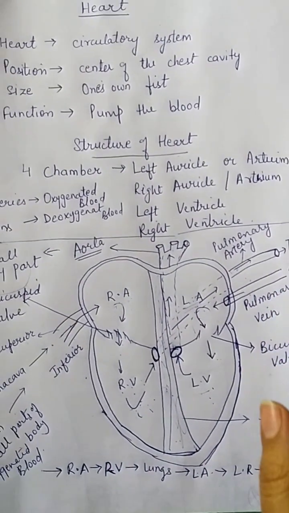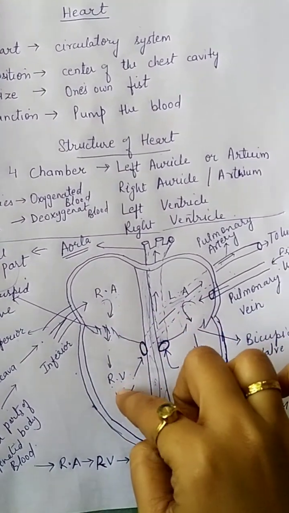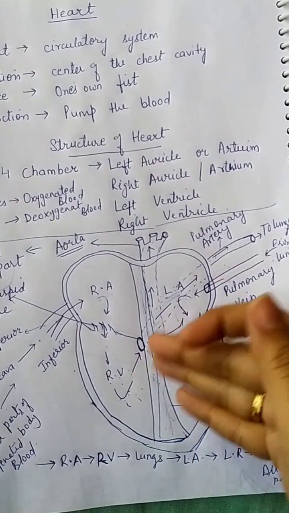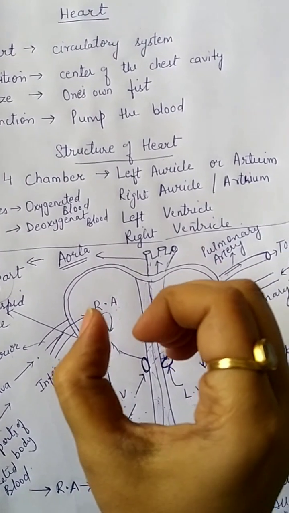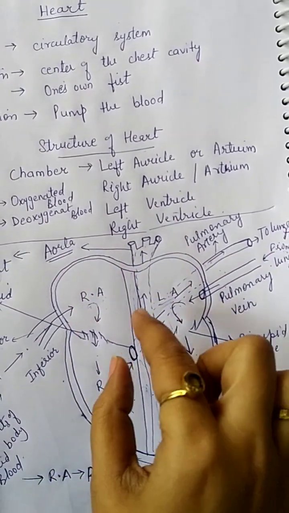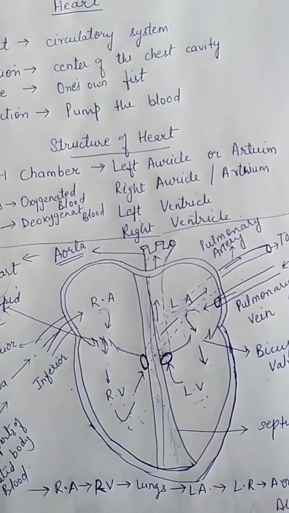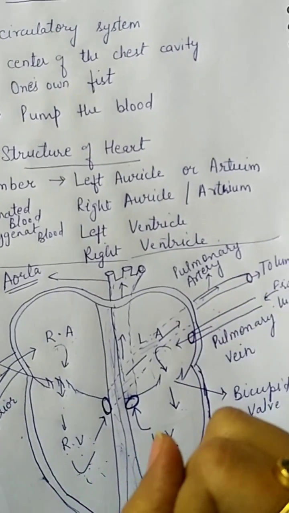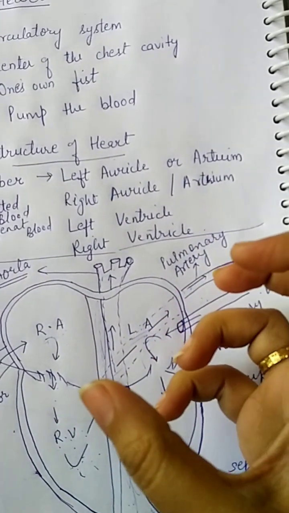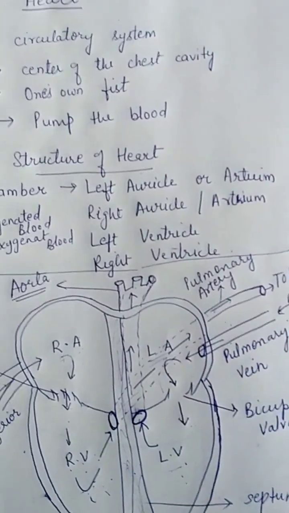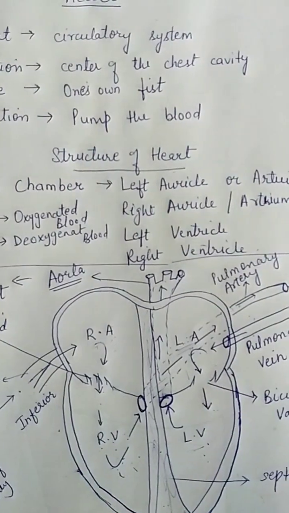Now, as we have studied, the blood flows from the right auricle to the right ventricle, then from the right ventricle to the lungs. In all this process, when the heart contracts, the blood flows from auricle to ventricle, and when it relaxes, this contraction and relaxation is pumping, and this helps the heart to pump the blood to all parts of the body.